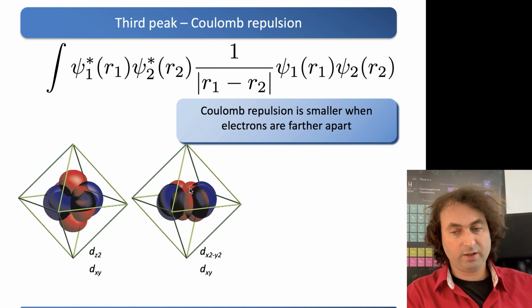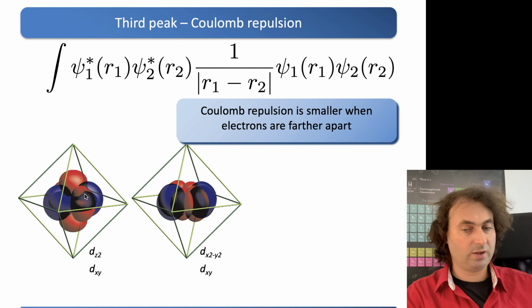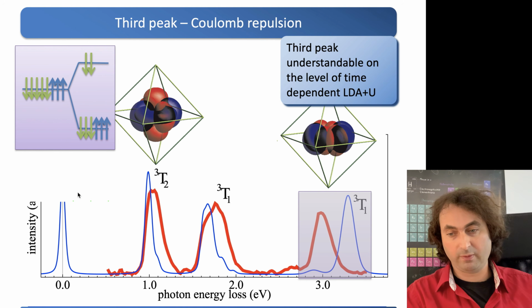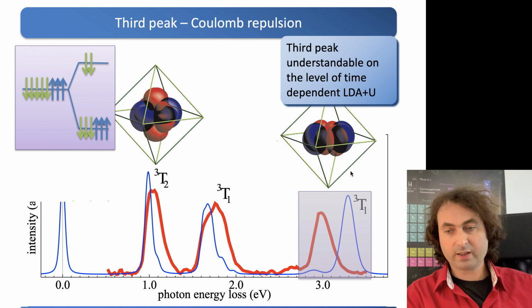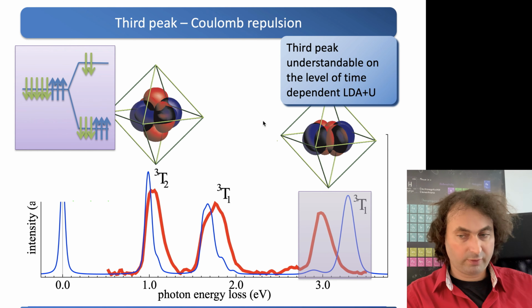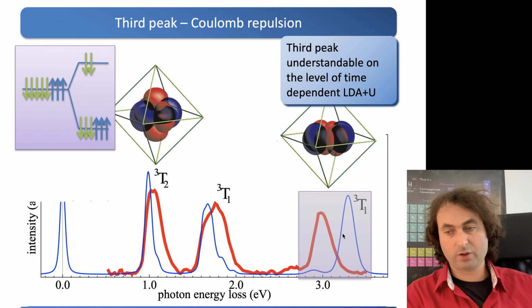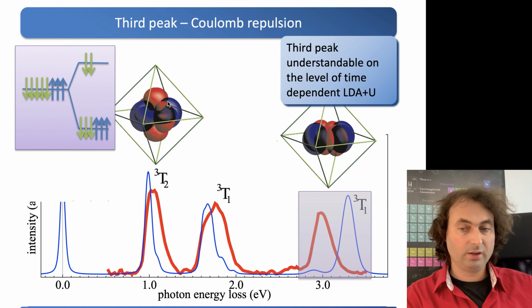This gives you an energy difference between having the hole in the T2G and the electron in the EG close to each other, or the hole in the EG and the extra electron in the T2G further away from each other. So that explains you the third peak. If you look at a hole in the T2G and a hole in the EG, when the 2 holes are close to each other, you have a high energy. When the holes are further away from each other, you sit in the low energy state.